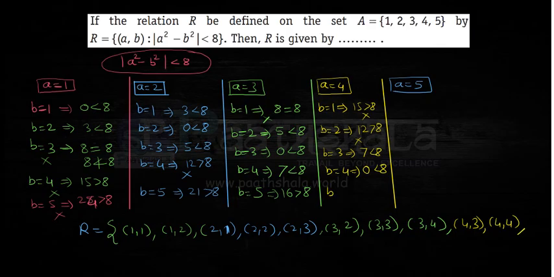Now let's check for B equals 5. It is 4 square minus 5 square, that is 16 minus 25, which is 9 in absolute value, which is greater than 8. Hence (4, 5) is not a valid pair.